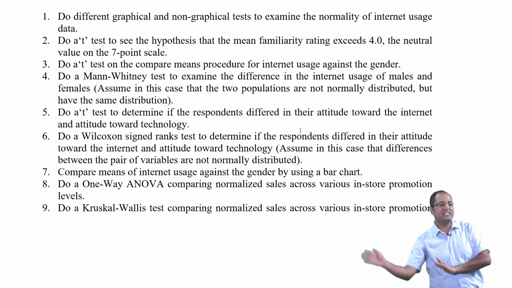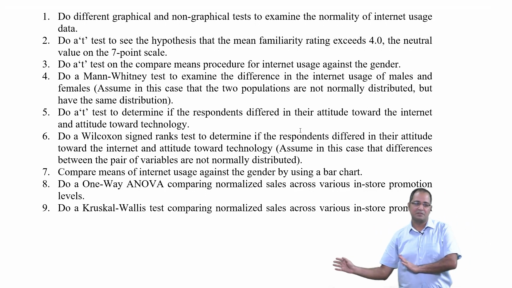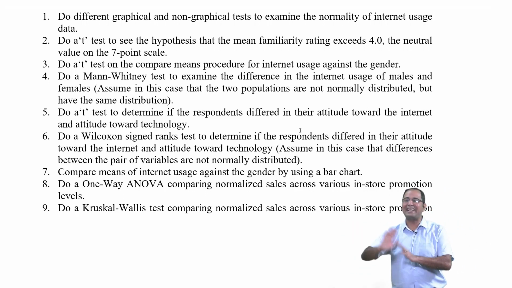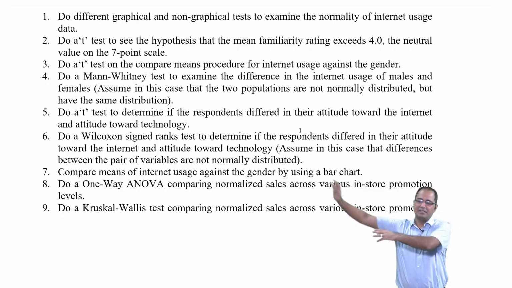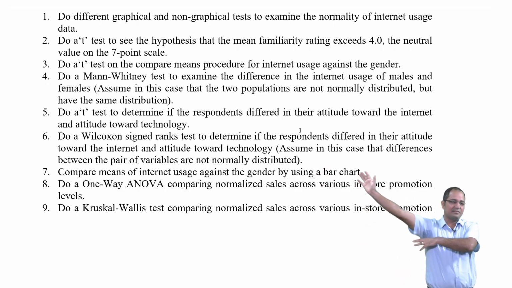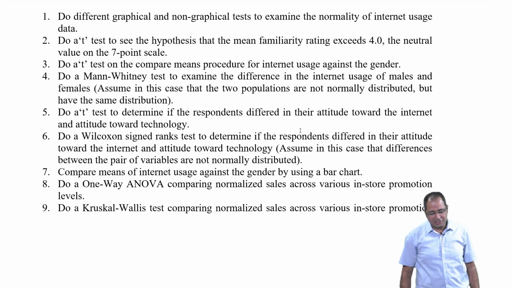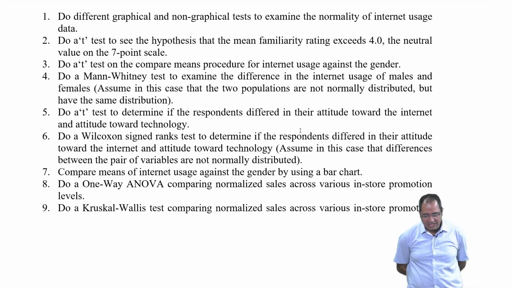When I say exceeds, it becomes a directional, high, one-tailed test. I am looking at only the positive tail. So: do a t-test to see the hypothesis that the mean familiarity rating exceeds 4, which is the neutral point on the 7-point scale.